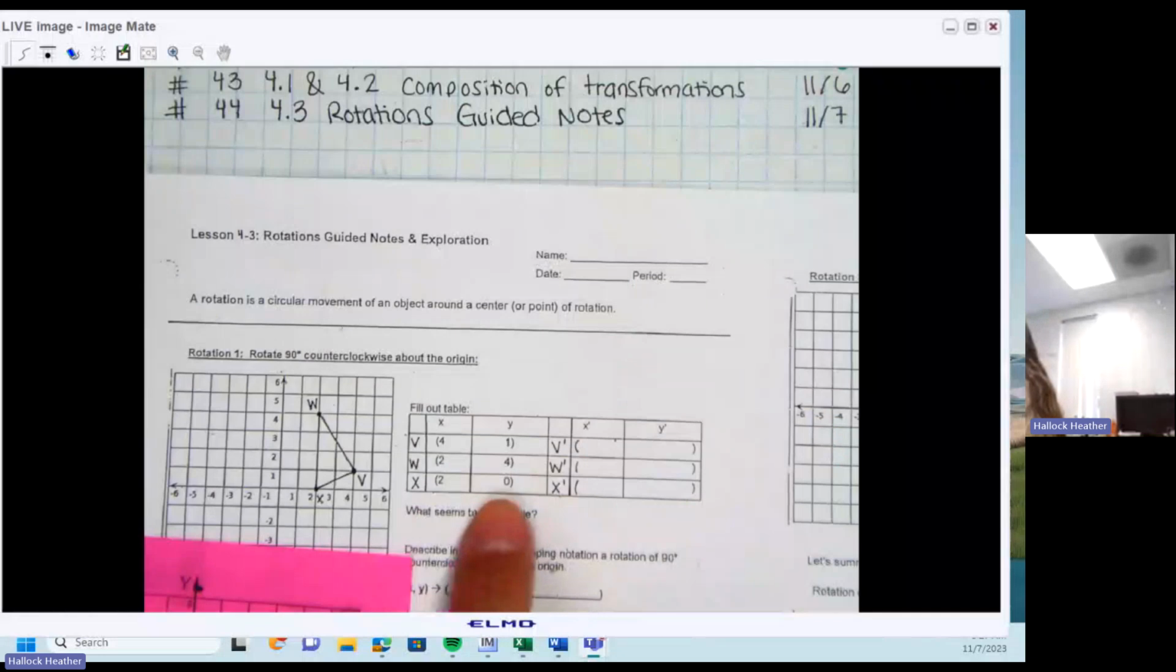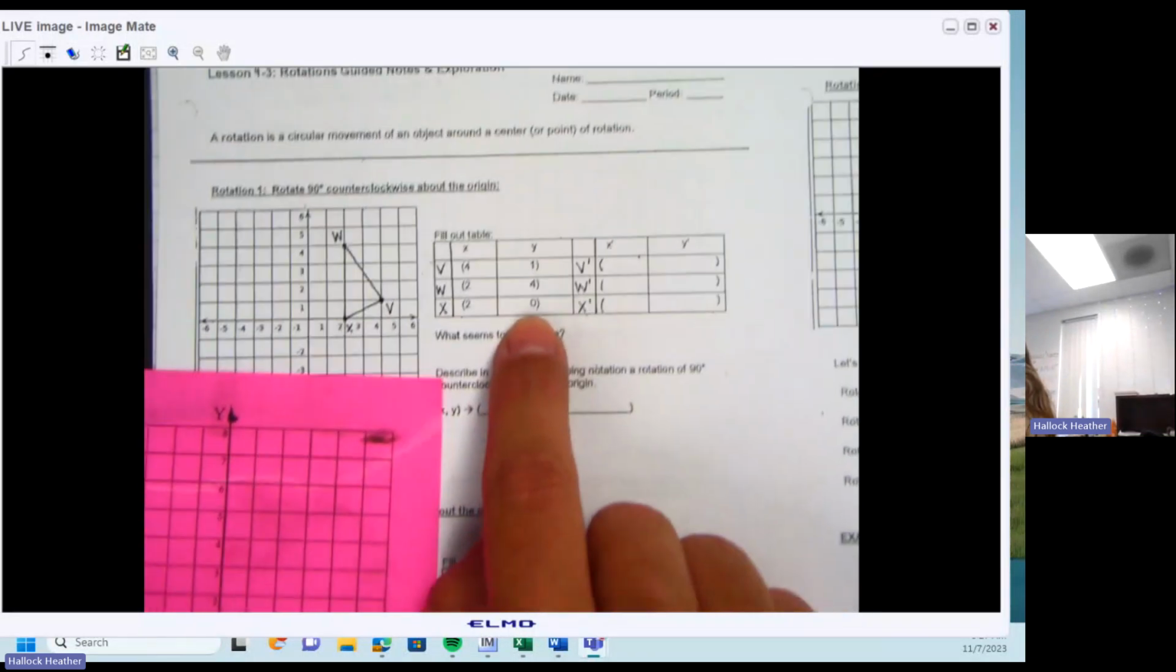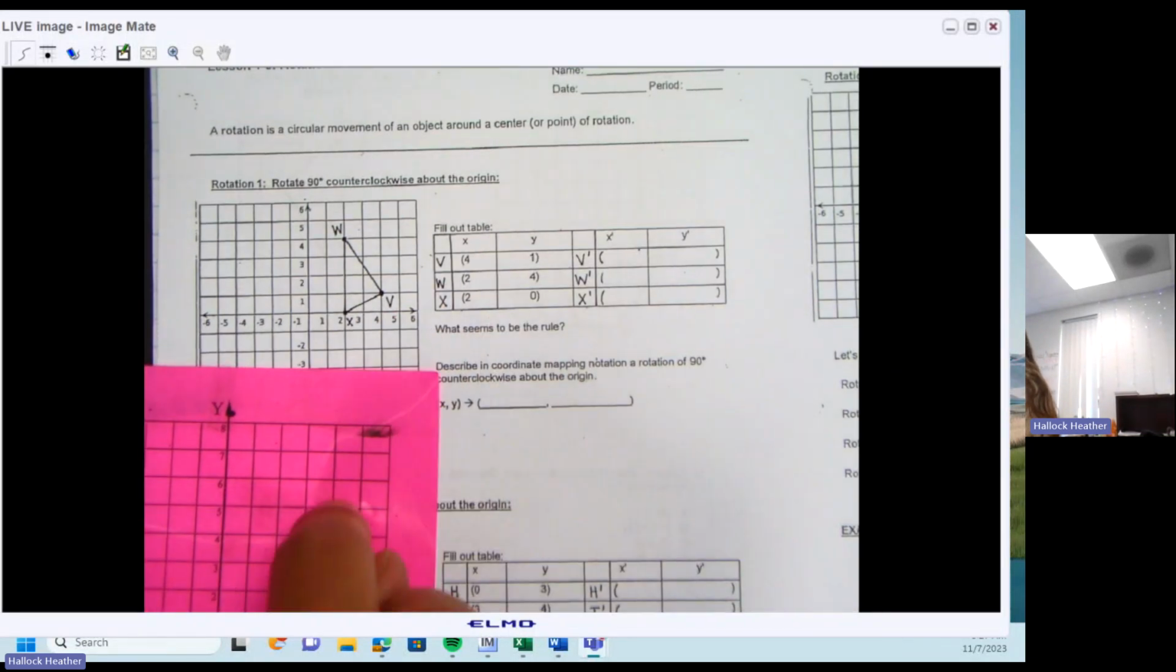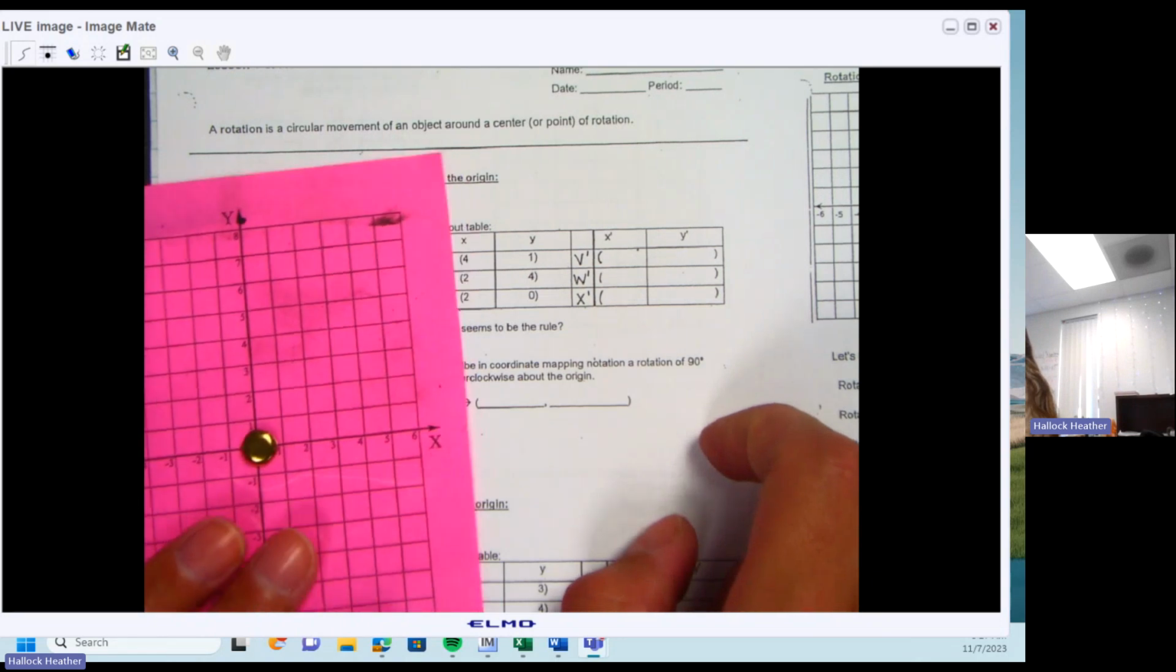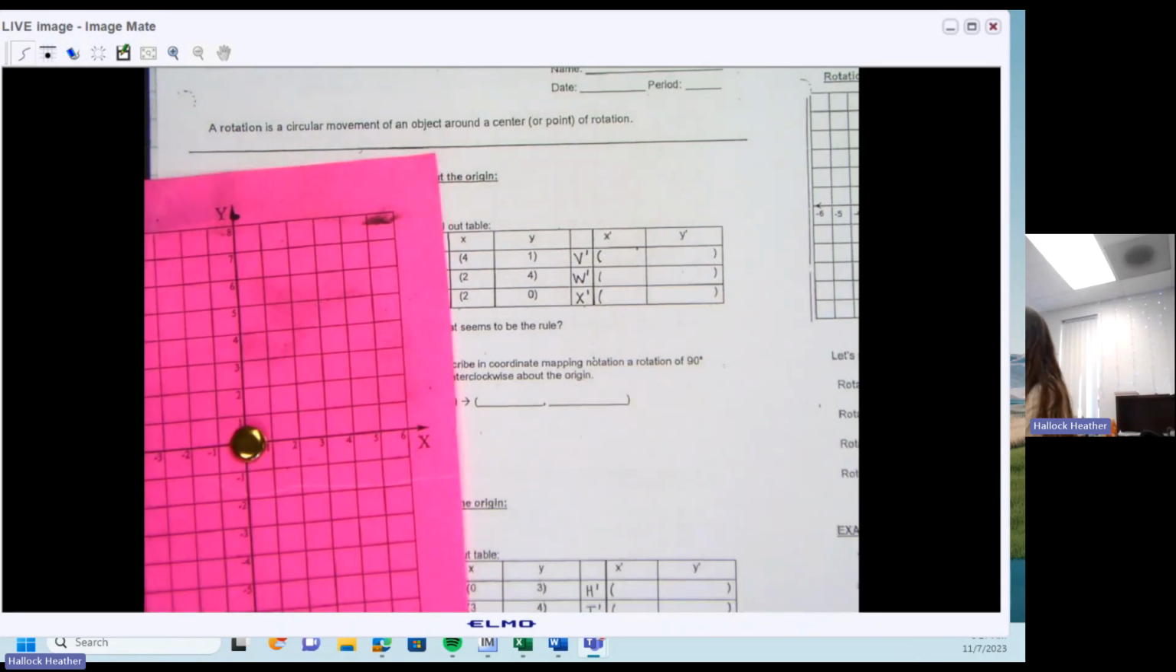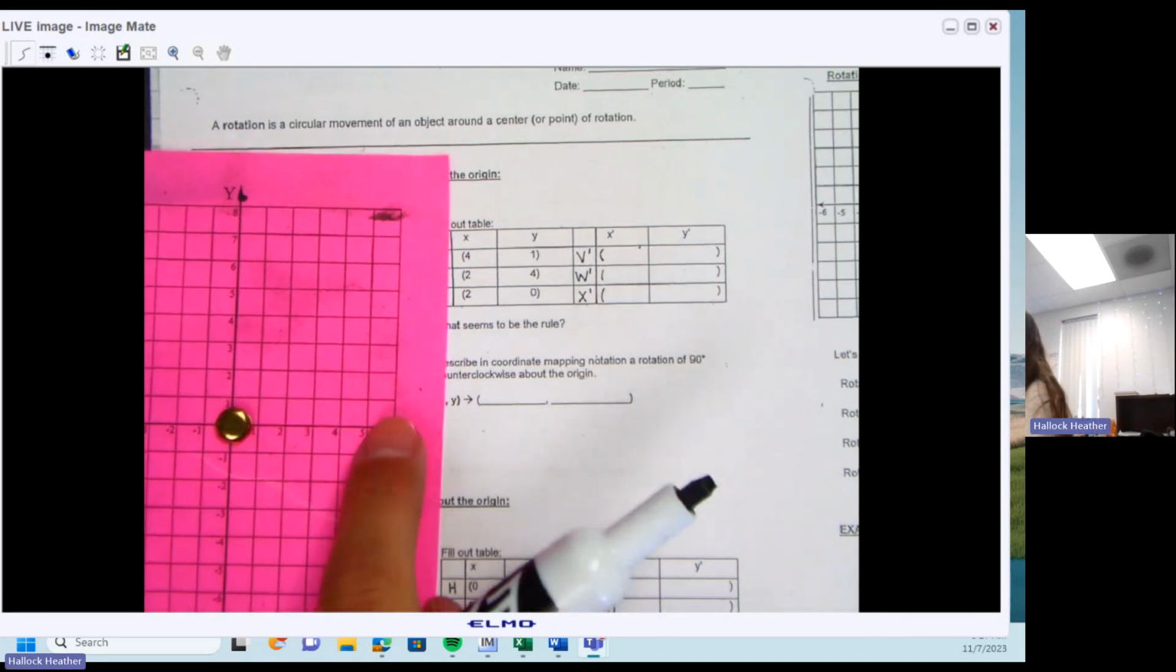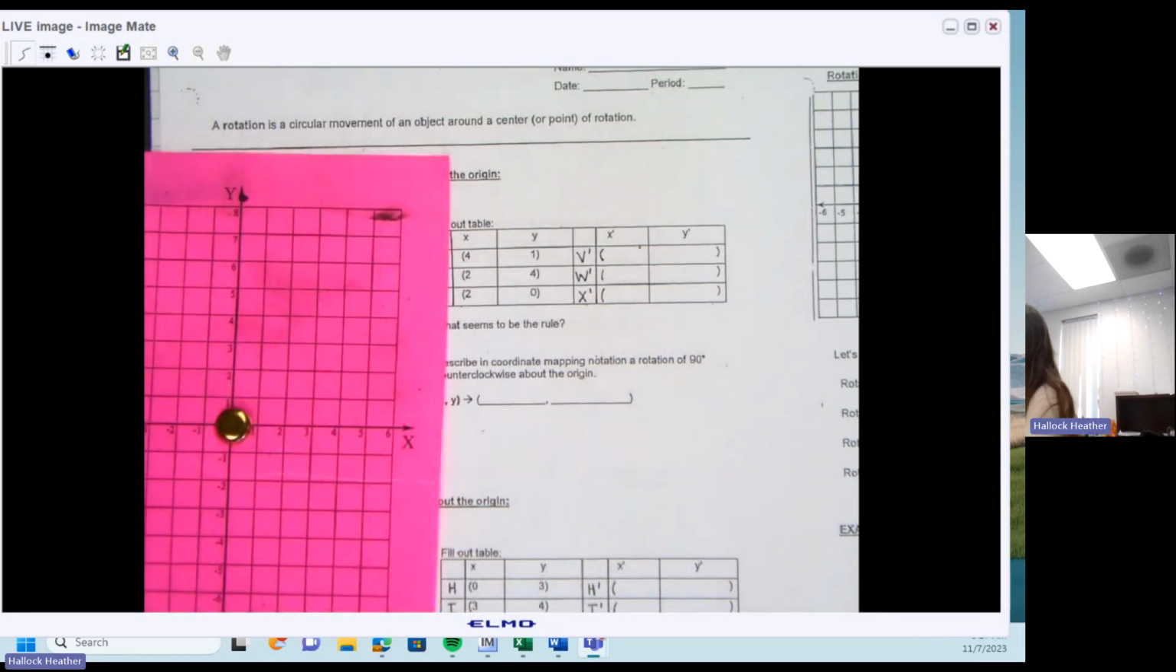This is for 1, 2, 4, and 2, 0. We're going to start by plotting the points from here onto our pink graphs. So take your expo marker and we're going to plot our points. And make sure your x-axis is side to side and your y-axis is vertical straight up.